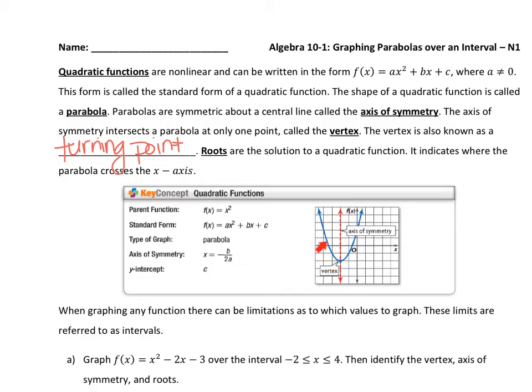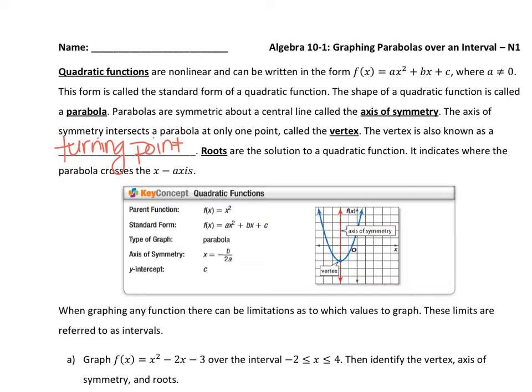If you notice, we also call it the turning point because let's say I'm going from left to right. I'm decreasing. All of a sudden, I hit this axis of symmetry. Now I'm increasing. So it's a turning point. First I was decreasing, now I'm increasing. So we also call that the turning point.